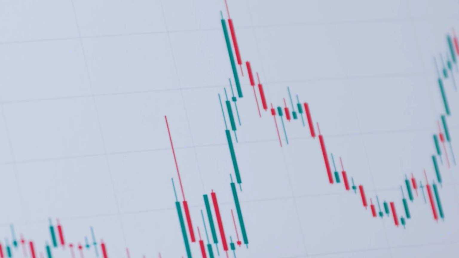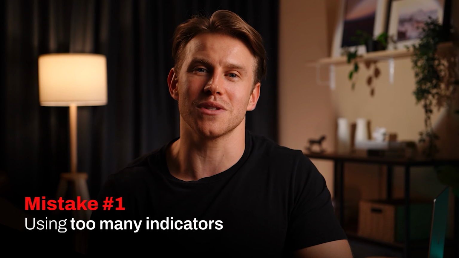One of the biggest mistakes traders make is overloading their charts with too many indicators. If you have 8 different tools giving you signals, you're going to end up confused and hesitant. Stick to a small complementary set that you understand deeply.